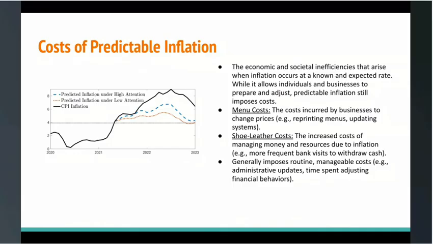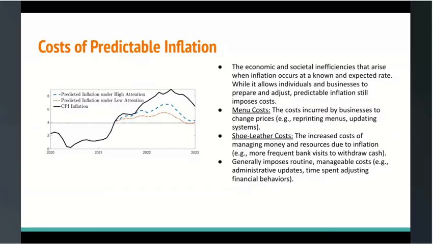It is the economic and societal inefficiencies that arise when inflation occurs at a known and expected rate. While it allows individuals and businesses to prepare and adjust, predictable inflation still imposes costs. And these are some examples of when you can see predictable inflation in real life. They're usually in menu costs, which is the costs incurred by businesses to change prices. Examples: reprinting menus when you go to a restaurant and inflation has hit. They will usually have to go back and reprint menus when their pricing goes up, and update menu systems.